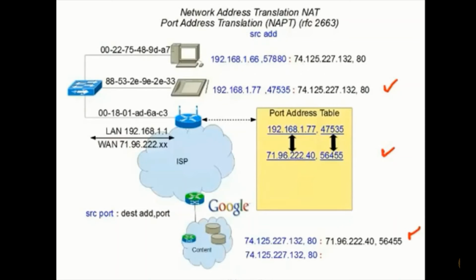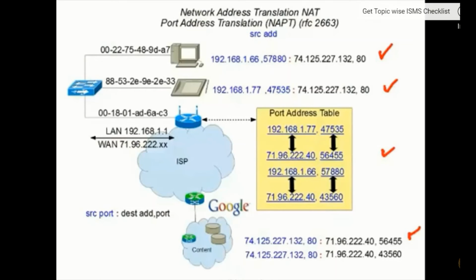In our second request coming from the other PC, we see it has a source port of 57.880. It's going to be bound to a public port of 43.560. So Google will now see two requests with the same public IP address, 71.96.222.40, but with different source ports. And so they'll send responses. Both responses will go to the same IP address but with different source ports.